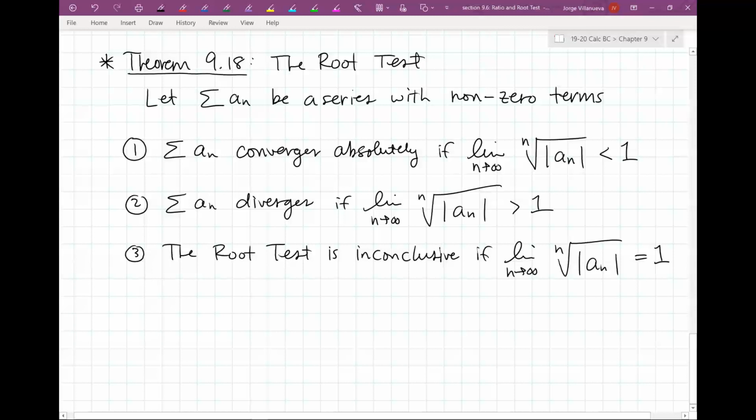And I'll show you 2 examples here. All right? And what you'll like about this is usually they're relatively quick. They're not as long as the ratio test. And even the ratio test isn't that long, but not as long as that.